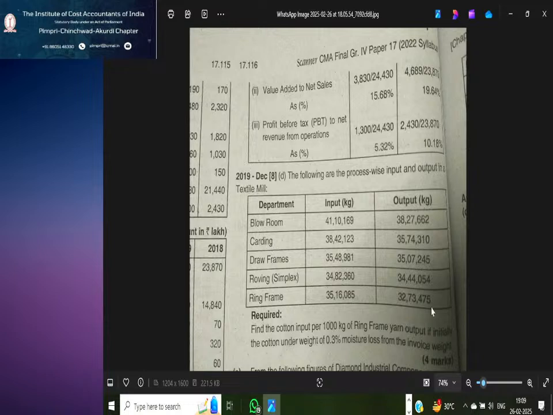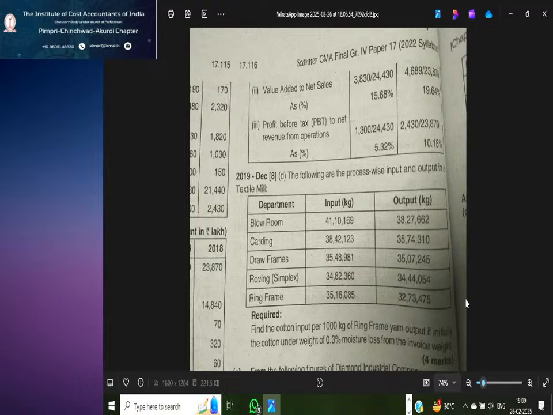This is a very interesting problem, though it was asked in 2019. The following are the process-wise input and output. We have something called input output ratio. What is input output ratio? How many kgs of input will give you how many kgs or tons of output. It's not necessary that input and output should be in the same measurement. It can also change.